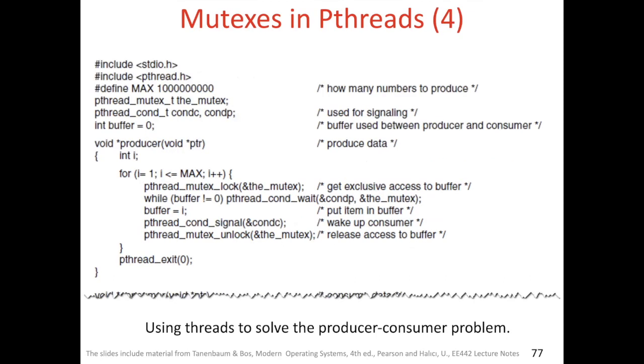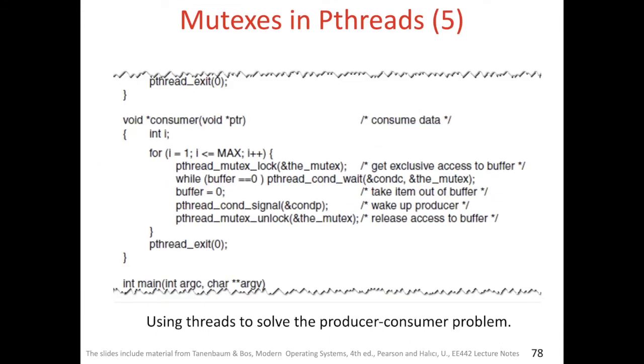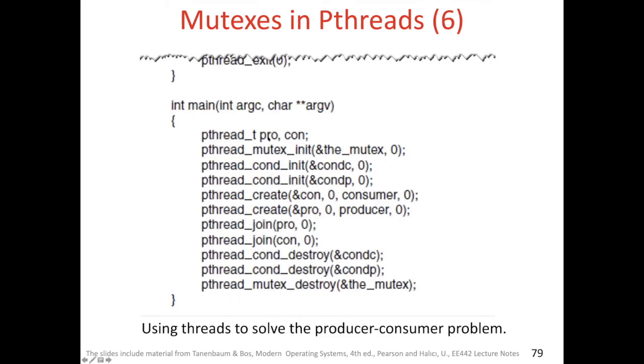By considering this producer and consumer, the producer is executed and then the consumer, one by one. In the main part, pthread_t variables pro and con are defined. Then pthread_mutex_init is called with the parameter mutex and it is initialized to 0. Then pthread_cond_init is called, and condition conc is initialized to 0. pthread_cond_init on condition conp is also initialized to 0.